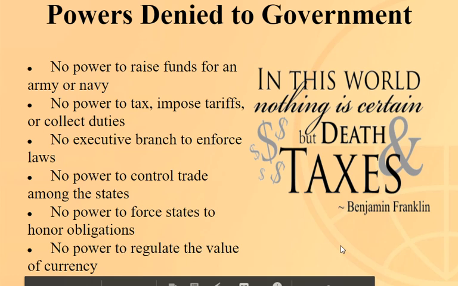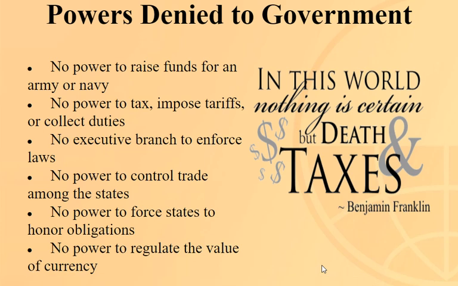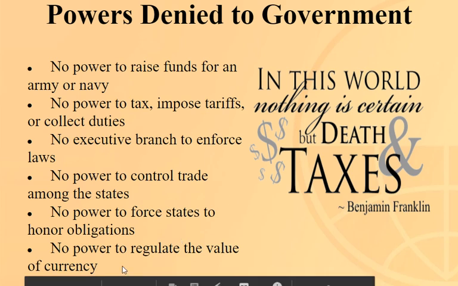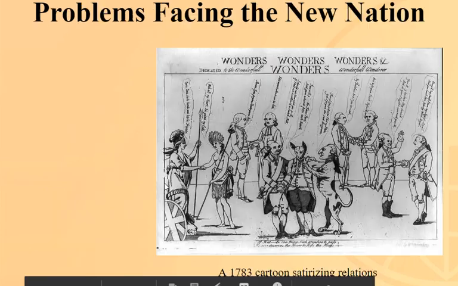And when you think about the Civil War and ending slavery, if the Articles of Confederation hadn't been changed, the southern states could still have slavery today. There was no power to regulate the value of currency because every state was different. So there were lots and lots of problems with the Articles of Confederation.